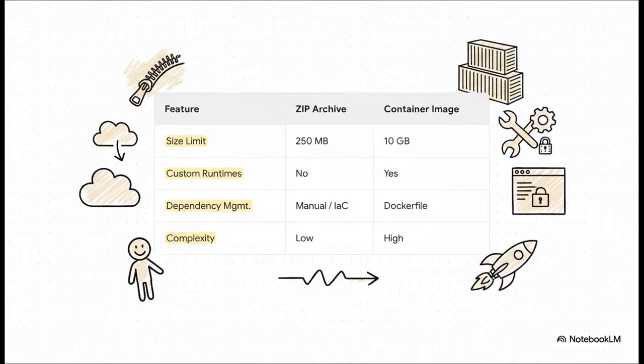This table really sums it all up, doesn't it? On one side, you have zips, low complexity, easy to start, but you're hitting that 250 megabyte ceiling and you're stuck with standard runtimes. On the other side, you have containers. A bit more complex, for sure, but you get that massive 10 GB limit, total freedom with custom runtimes, and precise dependency control through your Dockerfile. It's that classic trade-off, simplicity versus power.